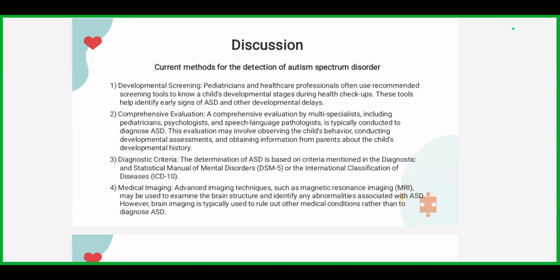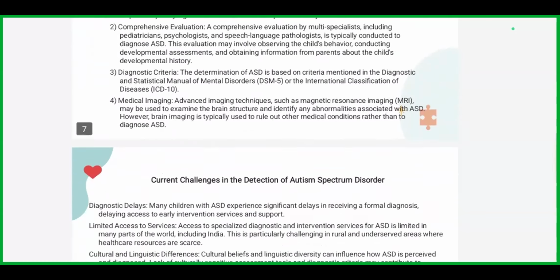And in medical imaging, advanced neuroimaging techniques are being developed, such as MRI and fMRI machines. They are being used to examine the brain structures and identify any abnormalities with autism spectrum disorder. However, brain imaging is typically used to rule out other medical conditions rather than to diagnose autism spectrum disorder.